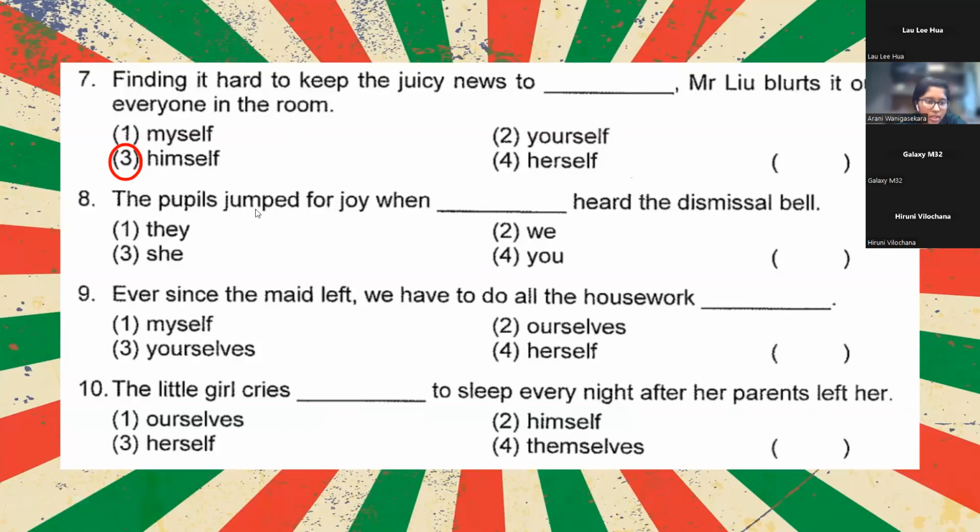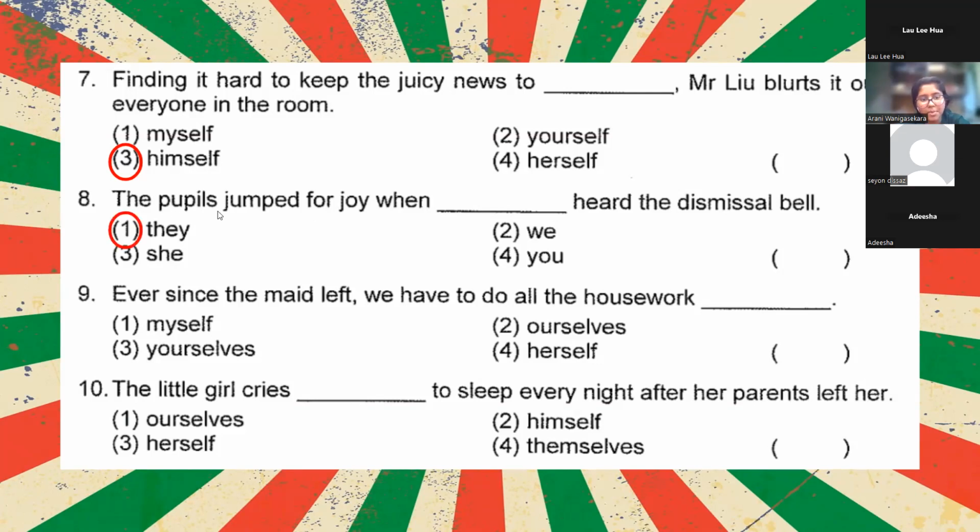So the 8th question, the pupils jumped for joy when blank heard the dismissal bell. They. Okay. Any other answers? Okay. So the answer is they.